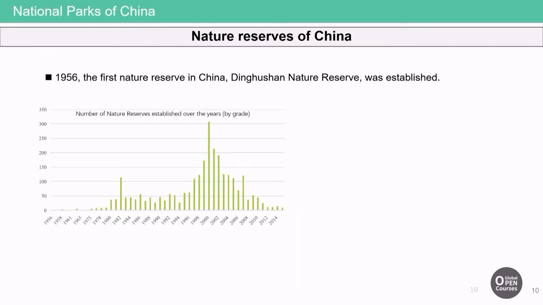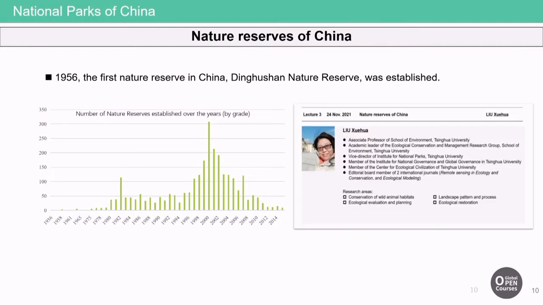China started the construction of nature reserves in 1956. In the early days of our new country, there were 100 things to do. But with the advice of scientists, China still contributed to nature conservation. So in the following lecture, Professor Liu Xuehua will talk about this topic with you.